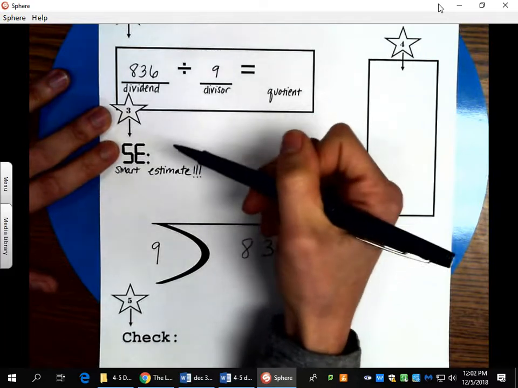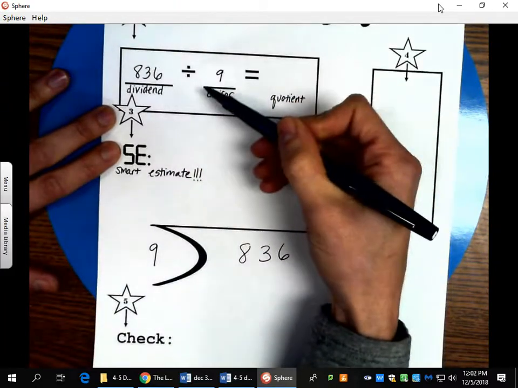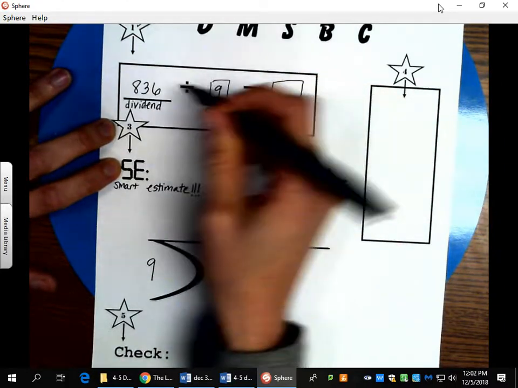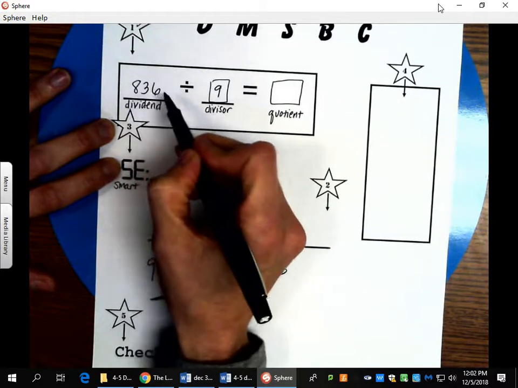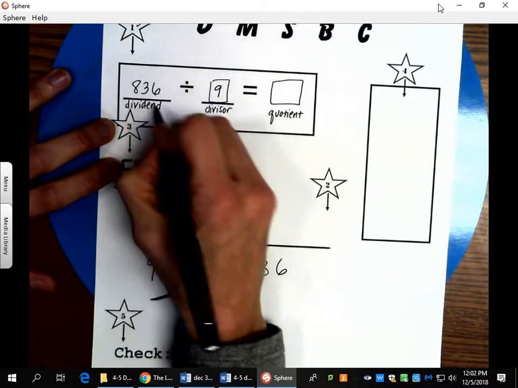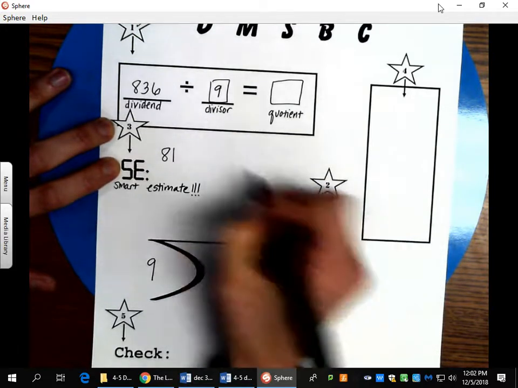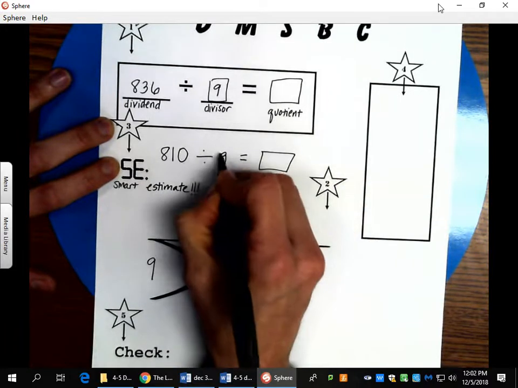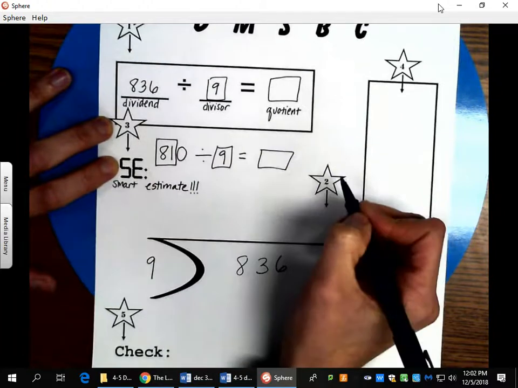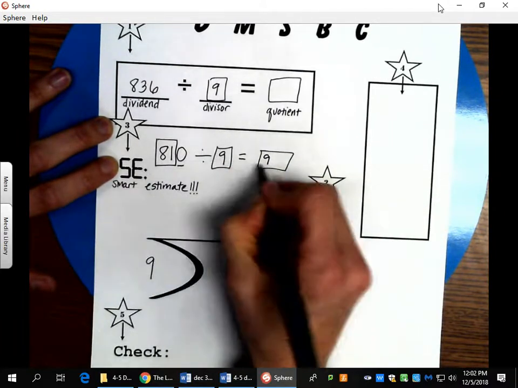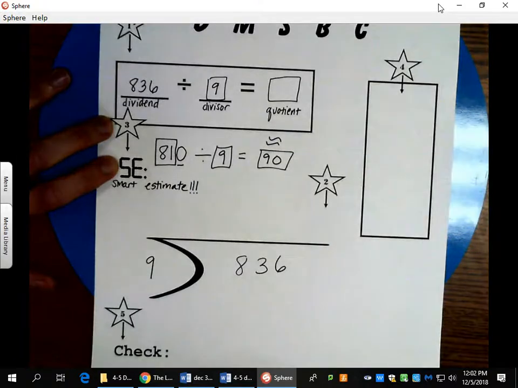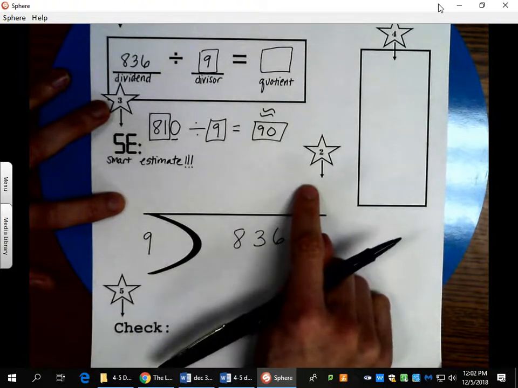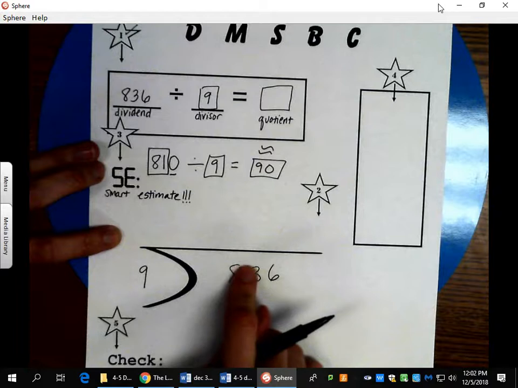Okay, so smart estimate. So if I have 836 divided by 9, I think of what times 9 gets me close to this, but I can add a 0 to it. So I think, wait a minute, instead of 836, what about 81 with a 0? Because, look guys, what times 9 is 81? 9 times 9 is 81, and then add my 0. That means my answer should be about 90. So that is my smart estimate, about 90. Now I can start getting started.